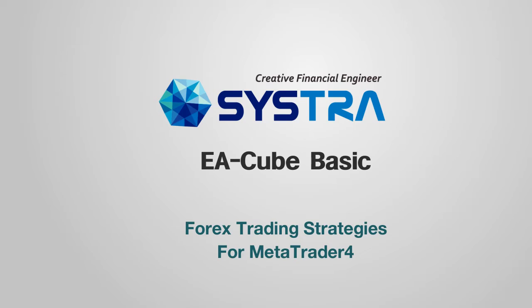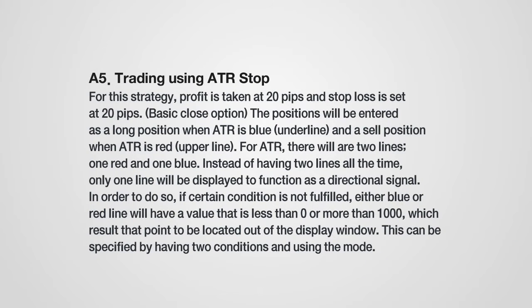Today we would like to create an EA that trades using ATR stop. For this strategy, profit is taken at 20 pips and stop loss is set at 20 pips. The positions will be entered as a long position when ATR is blue and it will sell position when ATR is red. For ATR, there are two lines, one red and one blue.